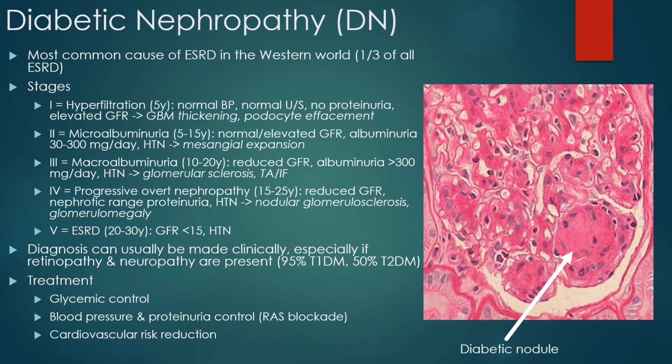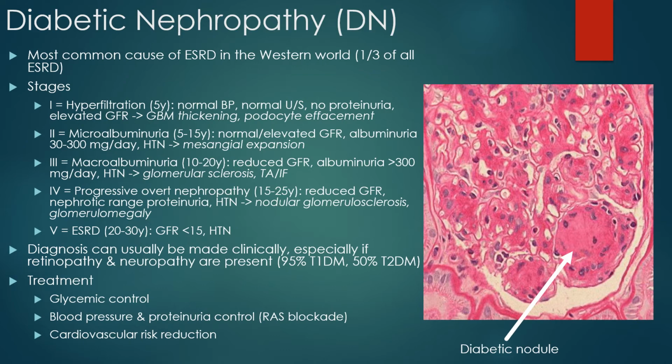Lastly, we have diabetic nephropathy, which is the most common cause of end-stage kidney disease in the Western world. There are 5 stages of diabetic nephropathy. Stage 1 is called hyperfiltration, which generally lasts 5 years. Patients will have normal blood pressure, normal ultrasound, no proteinuria, and actually an elevated GFR.